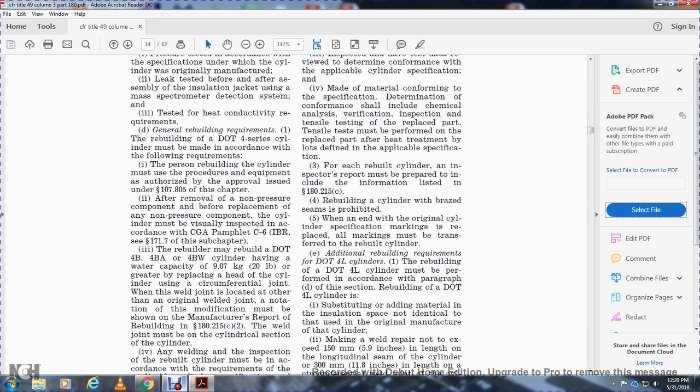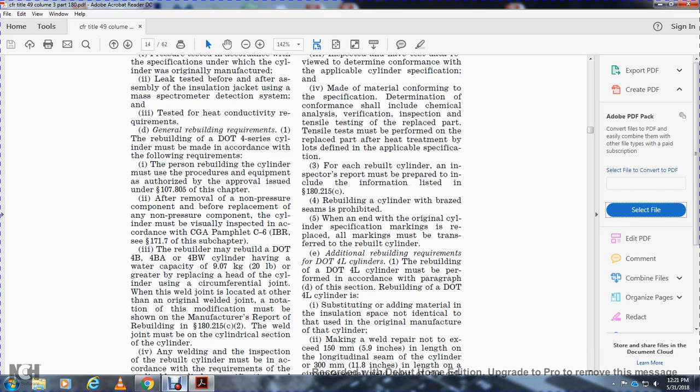The rebuilder may rebuild the 4B, 4BA, 4BW cylinders with a water capacity of 20 pounds or greater by replacing the head of the cylinder with a circumferential joint, with the welded joint located at the original welded joint. The notation for the modification must be shown in the manufacturer's report of the rebuilding of statute 182.15c.